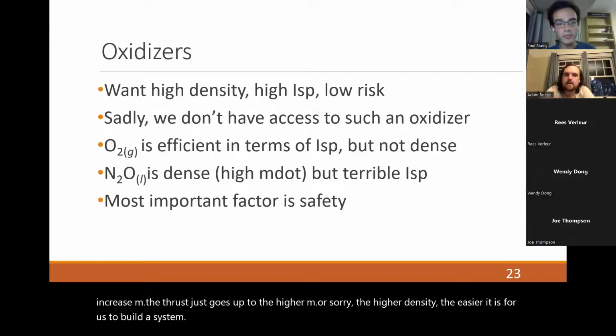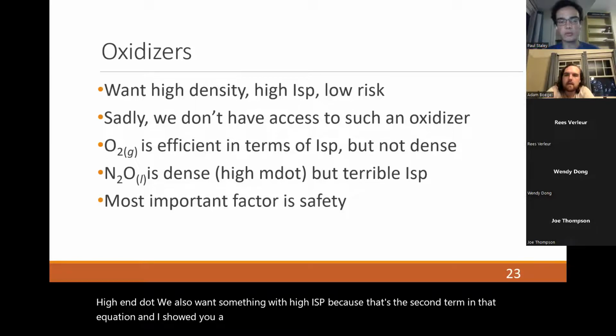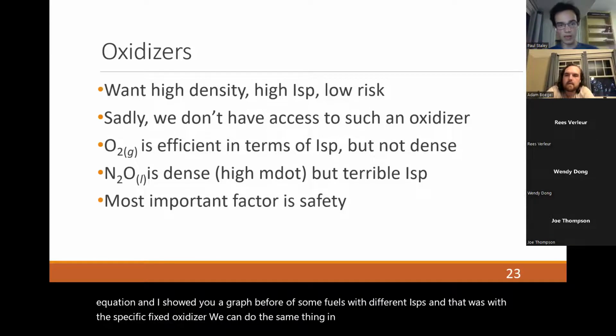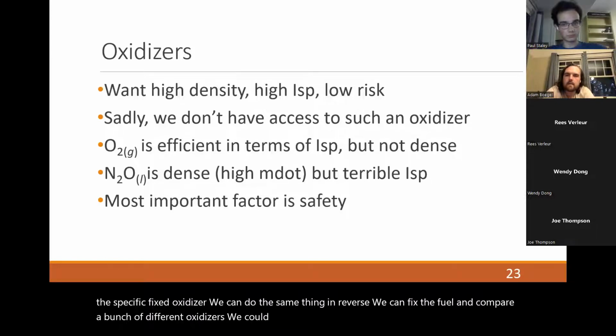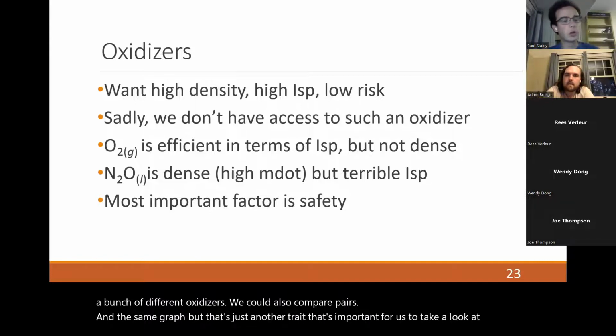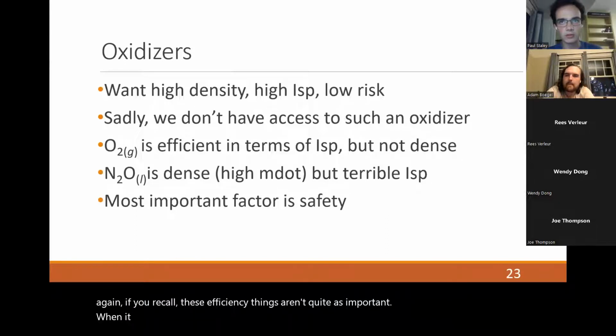We also want something with high ISP, because that's the second term in that equation. I showed you a graph before of some fuels with different ISPs, and that was with a specific fixed oxidizer. We can do the same thing in reverse. We can fix the fuel and compare a bunch of different oxidizers. We could also compare pairs in the same graph, but that's just another trait that's important for us to look at. Though again, if you recall, these efficiency things aren't quite as important relative to the other more practical issues.